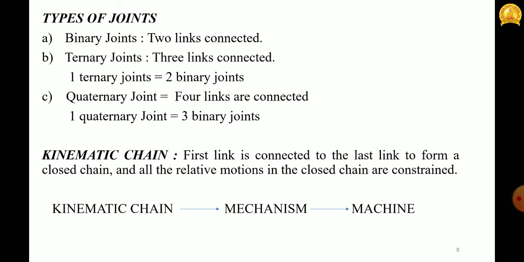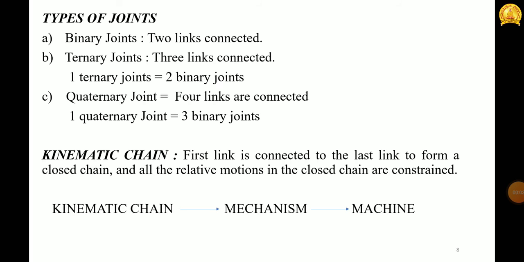Next one is quaternary joint. If four links are joined at a connection, it is a quaternary joint. It is equivalent to three binary joints. And always remember, if n number of links are connected at a joint, it is equivalent to n minus 1 binary joints.